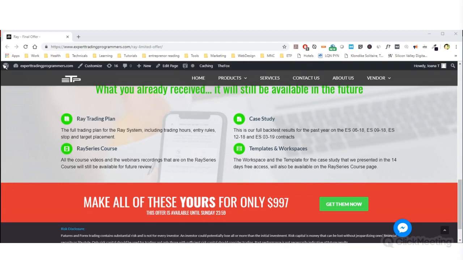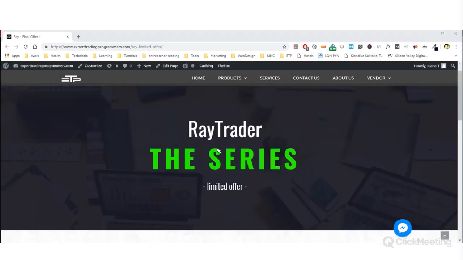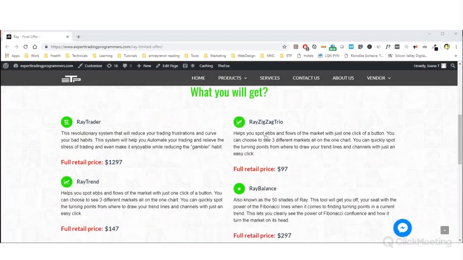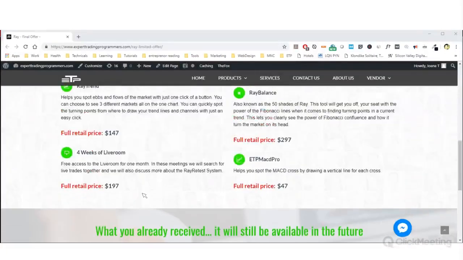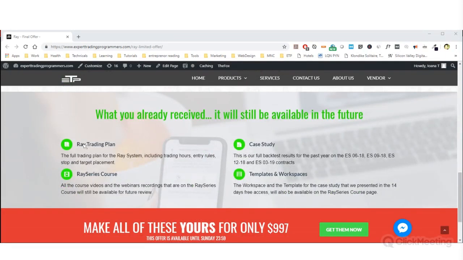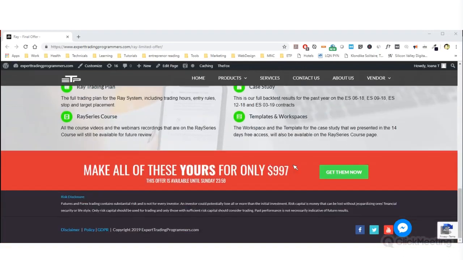Now this offer, let me just run through it again. So this offer includes the RayTrader, Ray Zigzag Trio, Ray Trend, Ray Balance, 4 weeks of live room, ETP MACD Pro. And what you already received, which is the Ray Trading Plan, the case study, Ray Series course, templates, and workspaces. This does not include the trade tracker. So you will have the trade tracker available for whatever trial you have. Or if you already purchased it, you will have it available for the rest of your life. But once that trial is expired, the trade tracker will not be part of the pack.